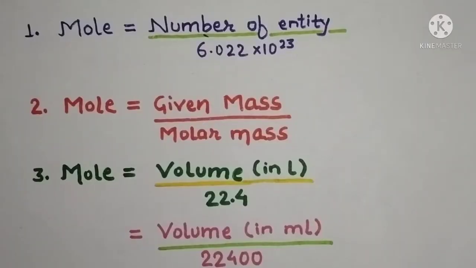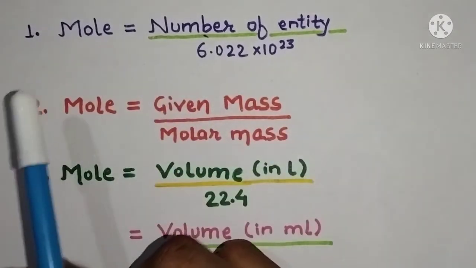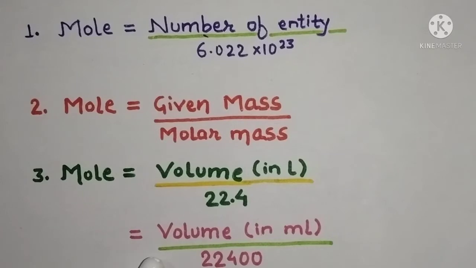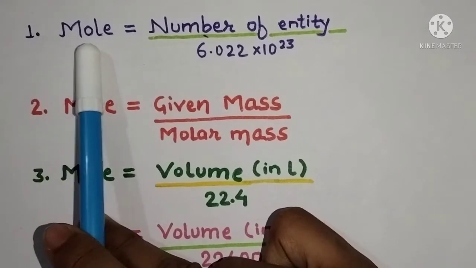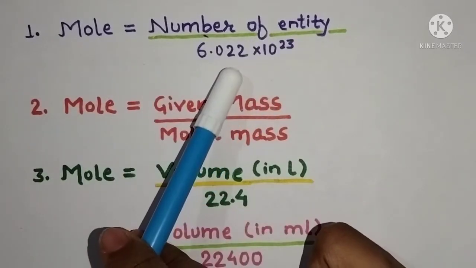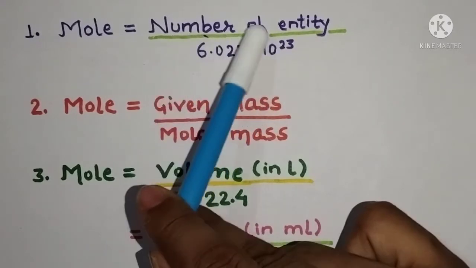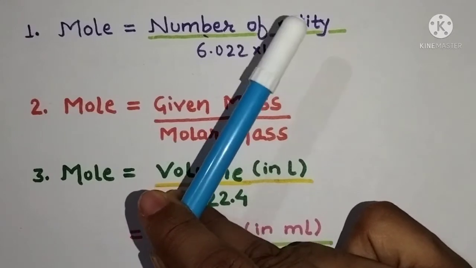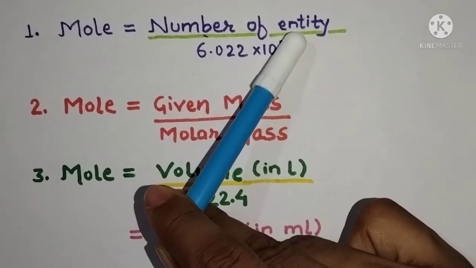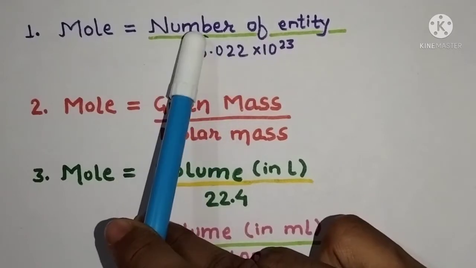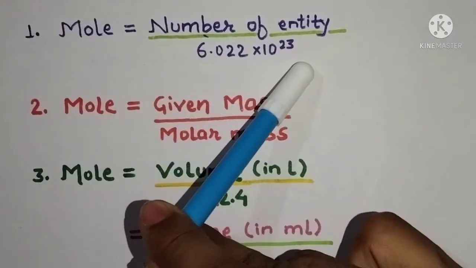This was just the basic of mole, but now the main trick, with which you can solve any question based on mole concept, is these 3 formulas. You just have to learn these 3 formulas. The first one is mole equals number of entities divided by 6.022 into 10 to the power 23. Whenever the number of entities, of any element, any molecules, anything, is given, then you have to use this formula.